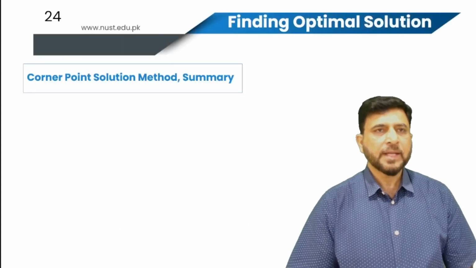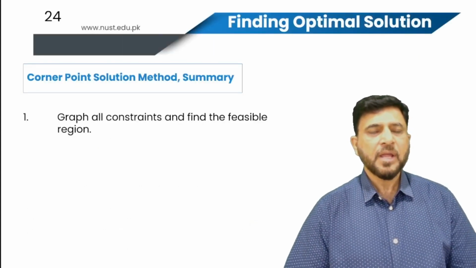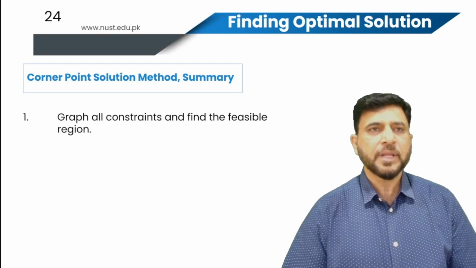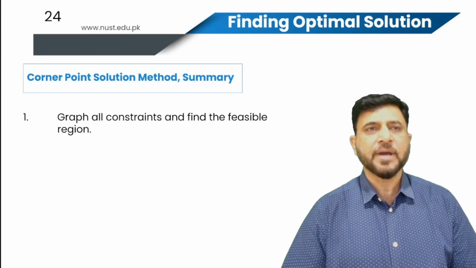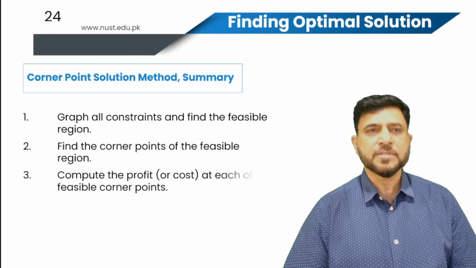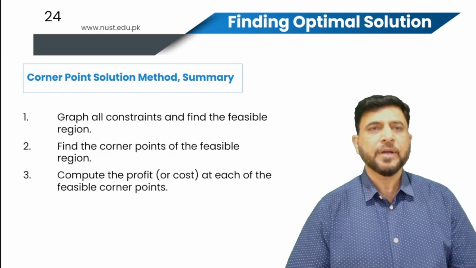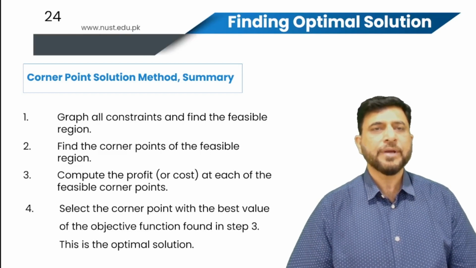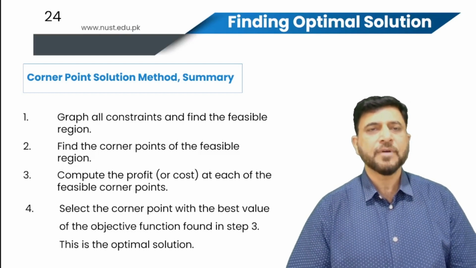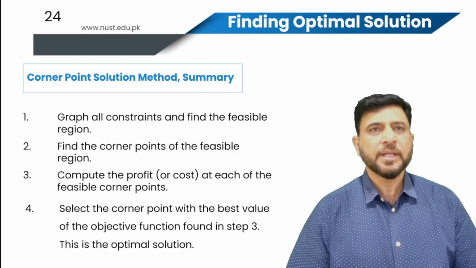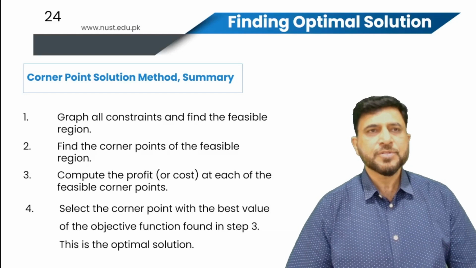All right. Then what is the summary? How can we do it with corner points? If we make a summary: graph all constraints and find the feasible region. Find the corner points of the feasible region, compute the profit or cost at each of the feasible corner points, and select the corner point with the best value of the objective function found in step 3. This is the optimal solution. So this is basically the corner point solution with the help of a graphical method.